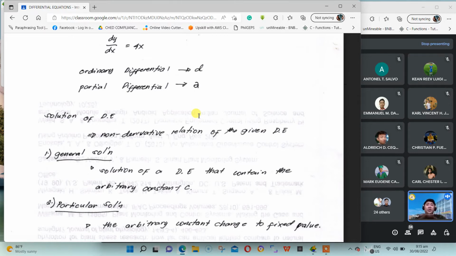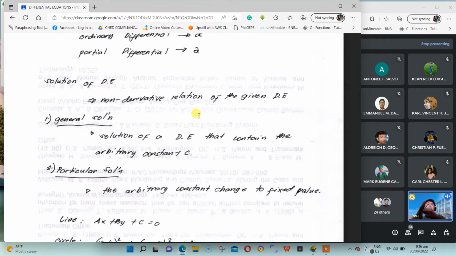For a general solution, those are solutions of a differential equation that contain arbitrary constants. When you solve for integrals in integral calculus, you add plus c, right? Those c are called arbitrary constants. If I ask you for a general solution, it means with arbitrary constants. But if I ask you for a particular solution, it means your arbitrary constant has a fixed value. So when I say solve a given differential equation and show its particular solution, you also need to solve for the value of the arbitrary constant.